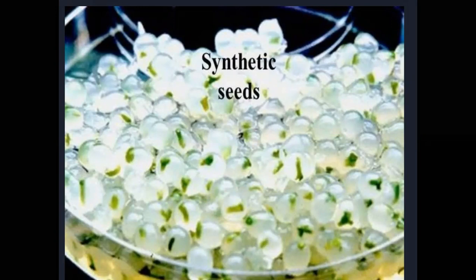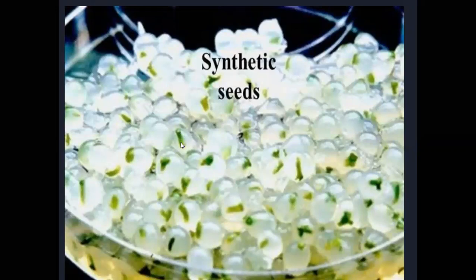Some plants cannot be produced by seeds or flowers, so those plants' generations are stopped. So based on the tissue culture technique, we produce synthetic seeds. Vegetative parts of plants are mixed with sodium alginate chemicals.